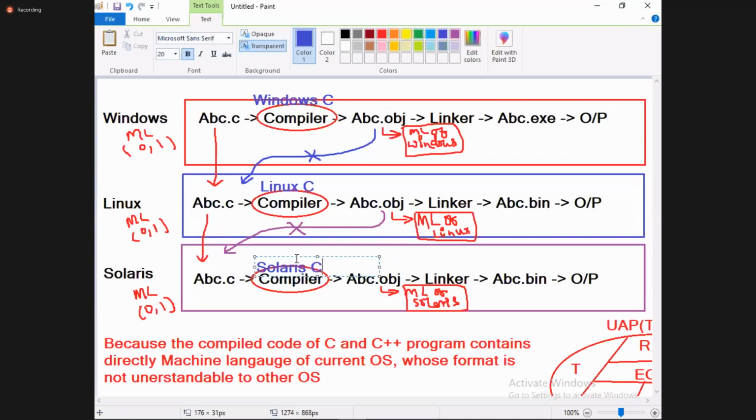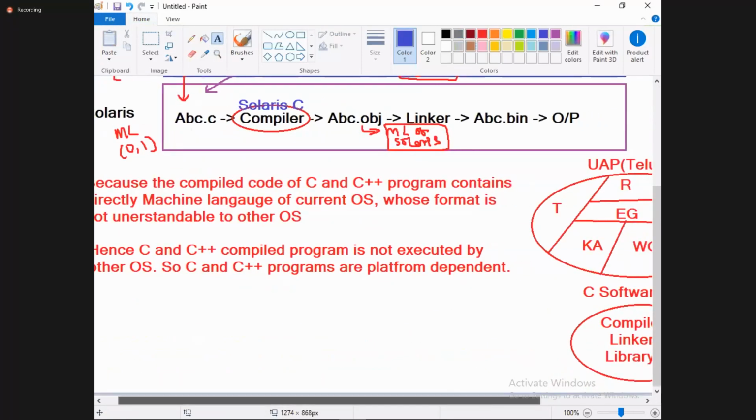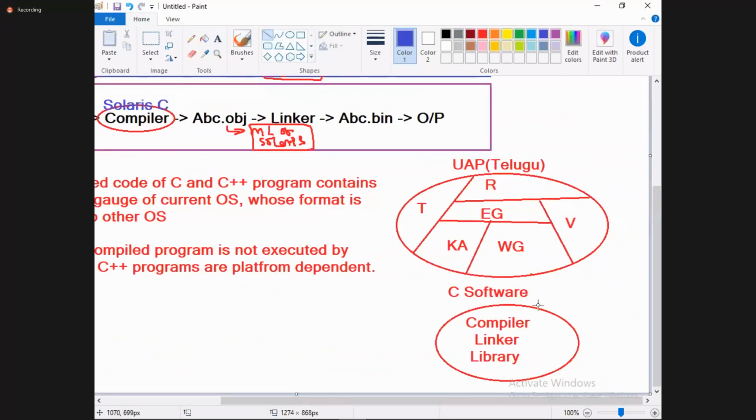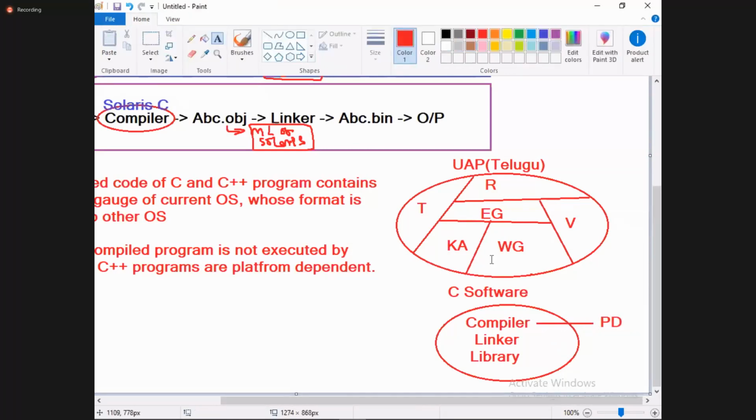I'll catch my point. It's Solaris C compiler. So finally, what is the conclusion? From one operating system to another operating system, the compiler software in C language is changing. That means the compiler software is platform dependent or platform independent? It is platform dependent. Excellent. Platform dependent. Next, linker.